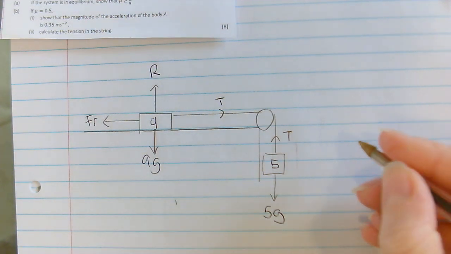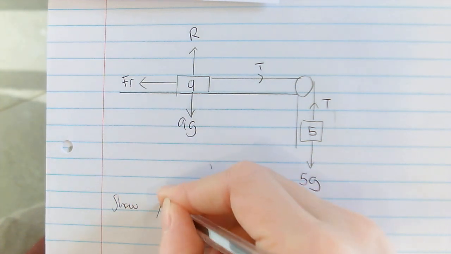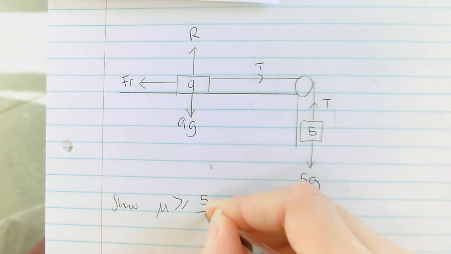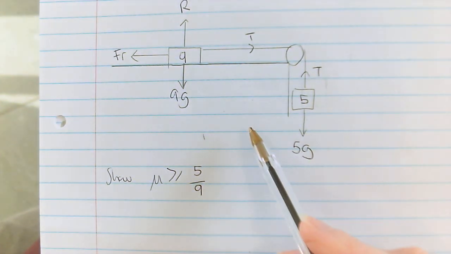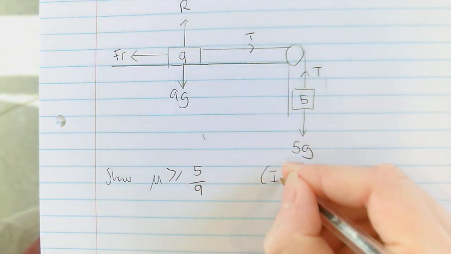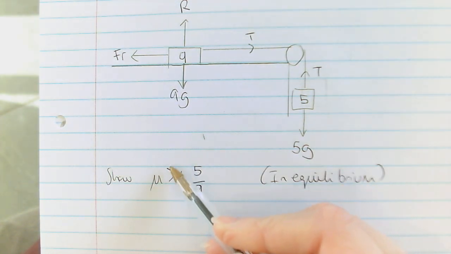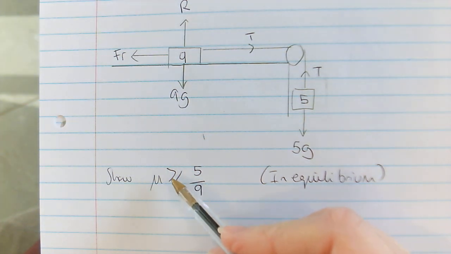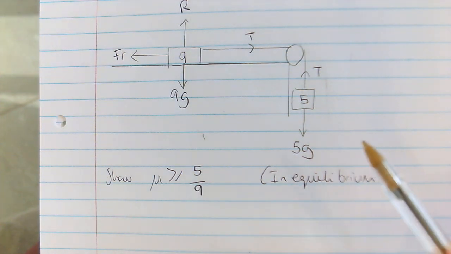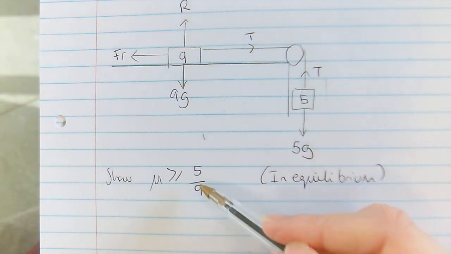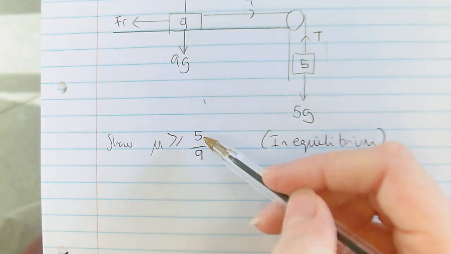Okay, now because you want to show that mu is greater than or equal to 5 over 9, there's a few clues in that. First off, it's not moving because it's in equilibrium, so it's balanced. So I'm going to use the less than or equal to symbol in friction. And because it's such a whole number, I'm going to keep G in my answer as I'm going along, so I can get to this perfect answer at the end.